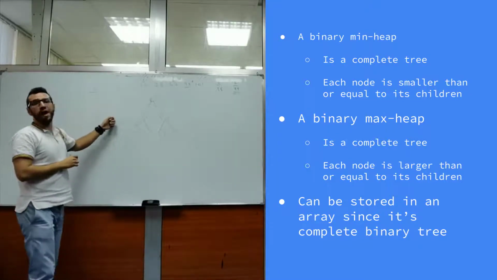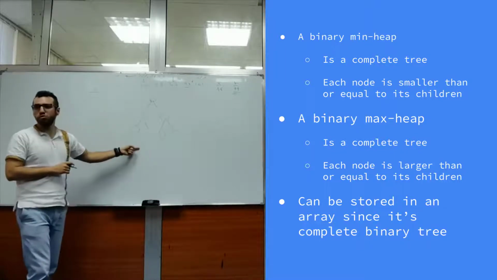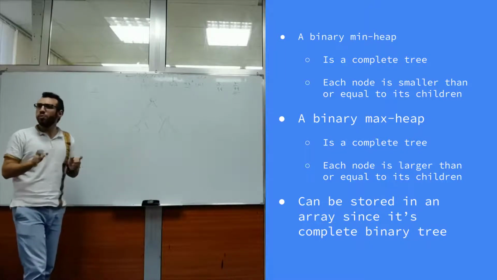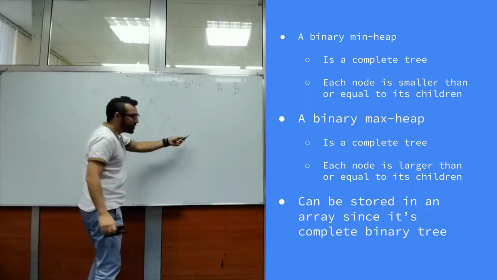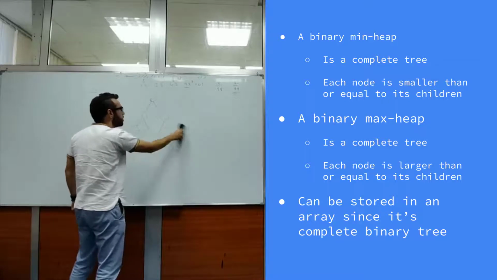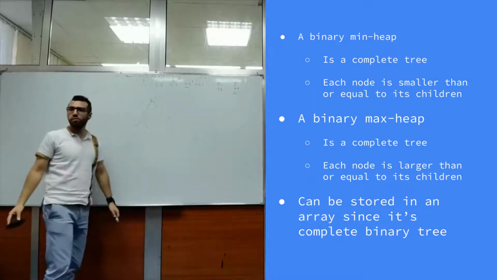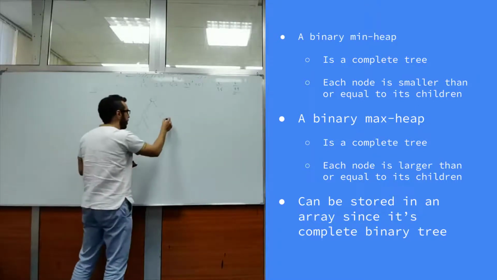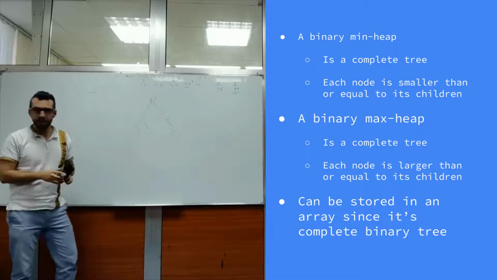So this is a full binary tree. Like in the full binary tree, we have all the nodes, right? And in the complete binary tree, imagine you can only delete nodes in the last level, starting from right to the left. This would be a complete tree. This would be a complete tree. But this wouldn't be a complete tree. Okay?